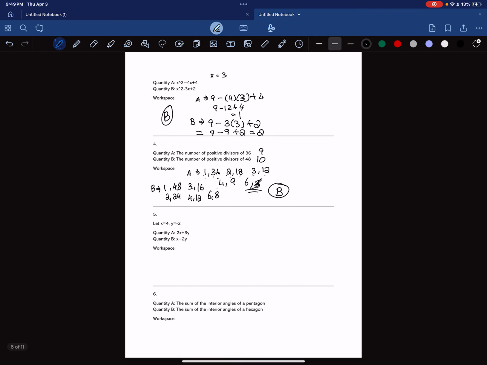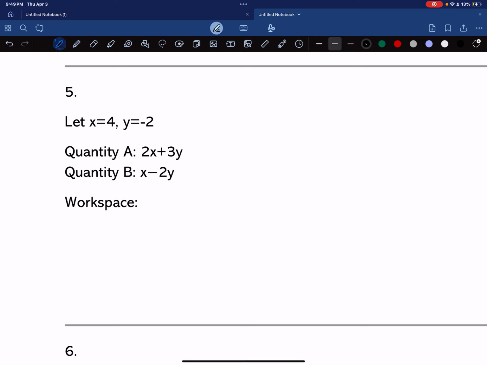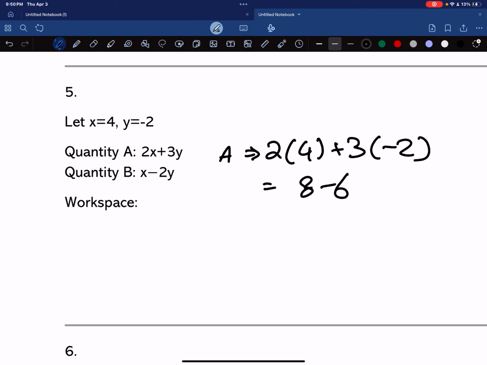So x is equal to 4, y is equal to -2. This is one of those problems where you just got to substitute in. So for A, we have 2 times 4 plus 3 times -2, 8 minus 6, which is 2. For this other one, B is going to be x minus 2 times -2.